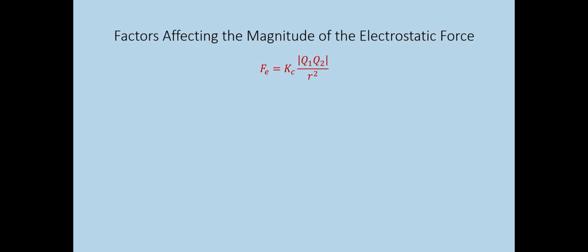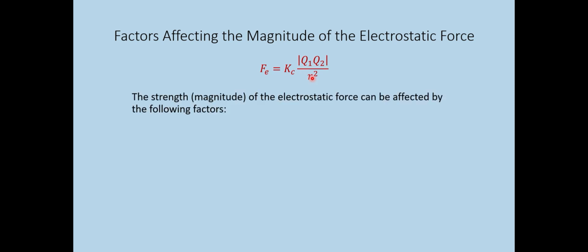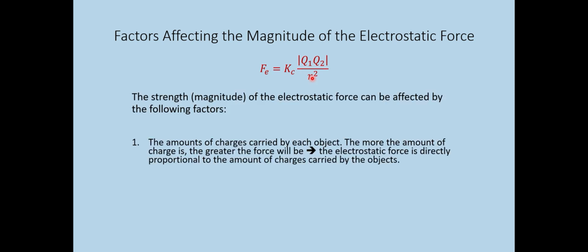According to Coulomb's law, the electrostatic force Fe is directly proportional to the product of the magnitude of the charges, and it is inversely proportional to the square of the distance separating the charges. So the first factor affecting the strength of the electrostatic force is the amount of charges carried by each object. The more the amount of a charge is, the greater the force will be. So the electrostatic force is directly proportional to the amount of charges, as we mentioned at the beginning.